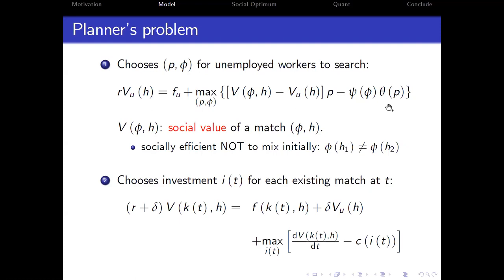All right. The second problem is, okay, the worker is matched. Then the planner says, okay, what's the optimal trajectory of investment?